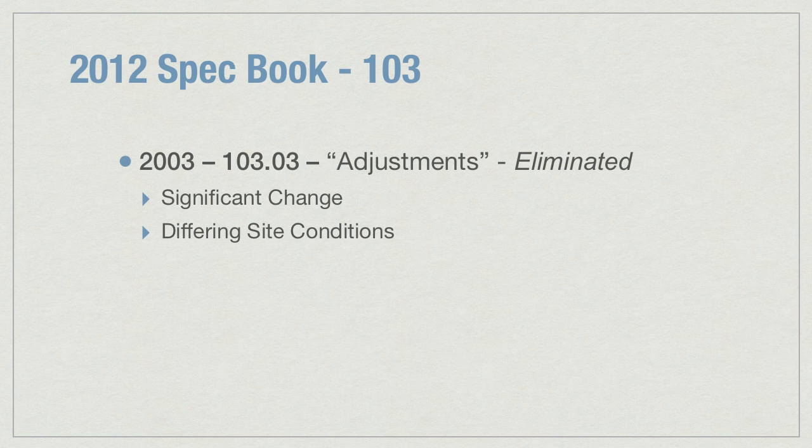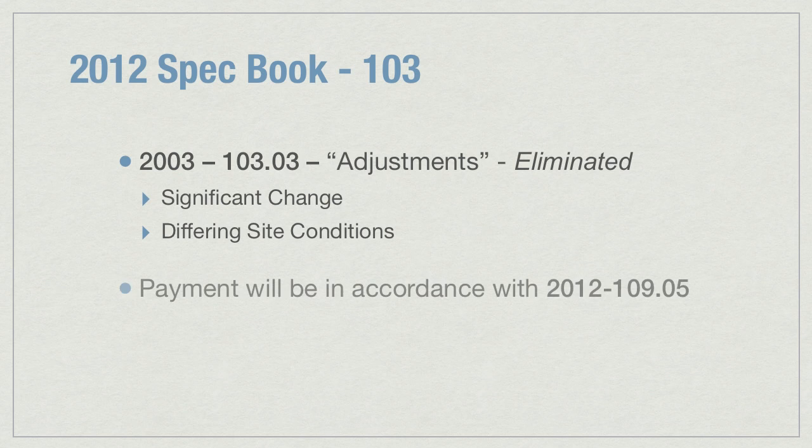In the 2003 book, subsection 103.03, Adjustments, was used to determine payment for significant changes in differing site conditions. This subsection has been eliminated from the 2012 book. Now, payments for significant changes in differing site conditions will be in accordance with 2012 109.05. This simplifies payment by putting all payment provisions into 109.